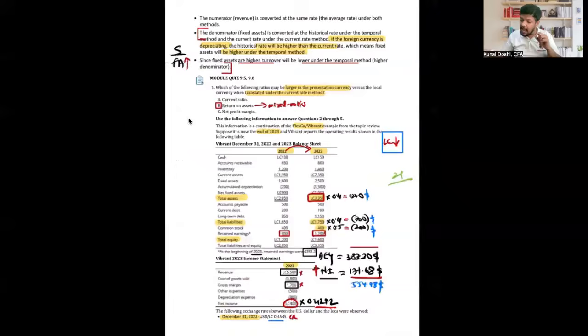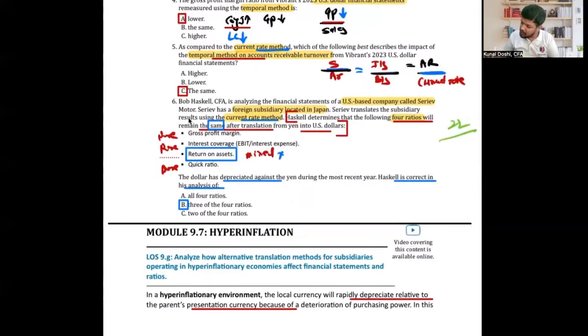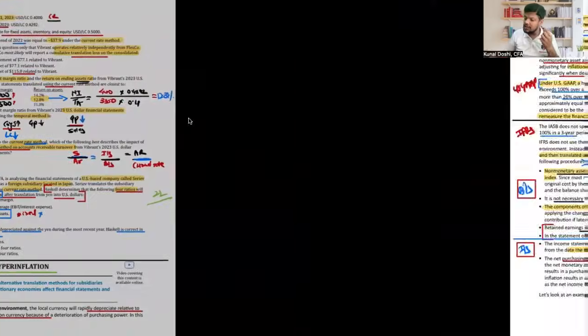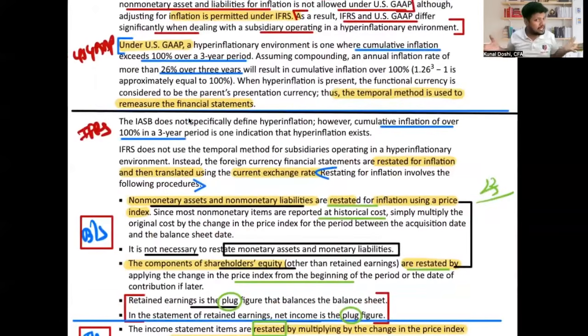Now, in case of hyperinflation, there is an adjustment. What do we do in case of hyperinflation? Here, US GAAP and IFRS have a different way of treating it. First of all, they also differ slightly in the definition of hyperinflation. US GAAP has a clear definition: if the cumulative inflation is 100% or more in the last 3 years, then it is hyperinflation. IFRS doesn't have a criterion, but it agrees with the US GAAP criterion. Okay. So both treat it as hyperinflation.